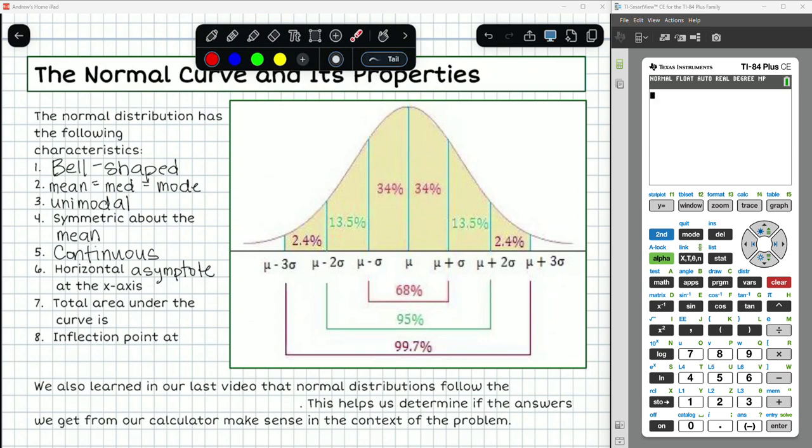So that makes the next one a little bit weird, and I'm going to ask for some trust, because the next property of this curve is that the total area under the curve is 1, or 100%. The area under that curve represents the total probability.